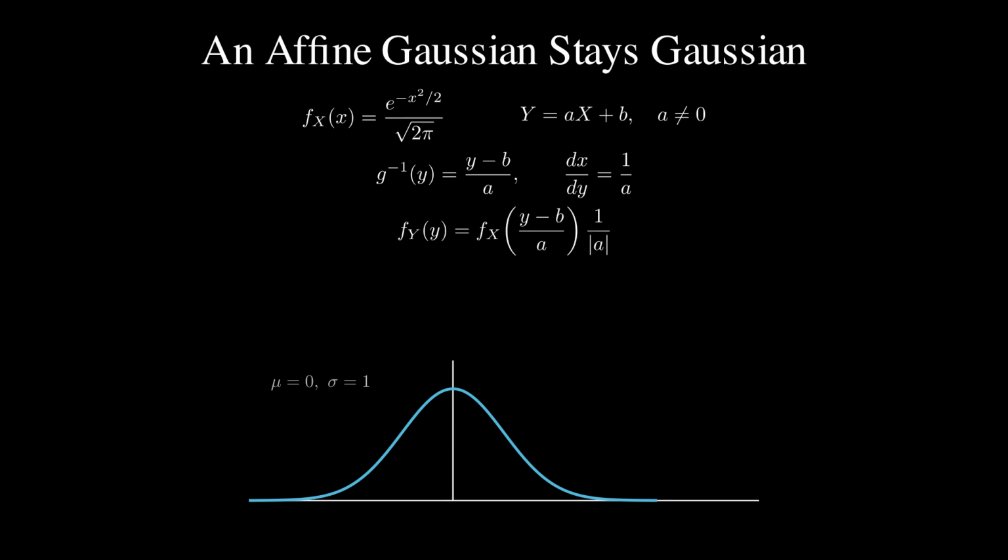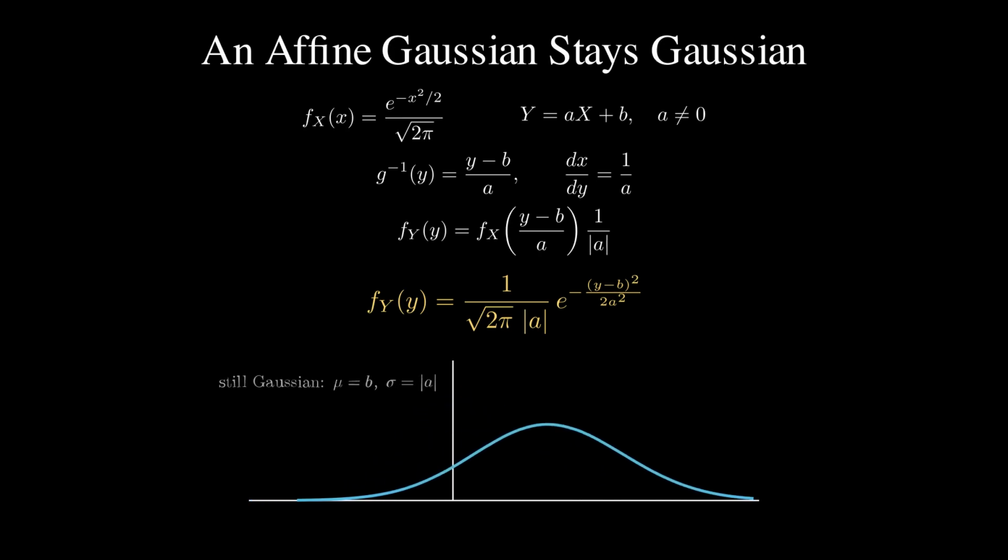The density of y is the standard density evaluated at y minus b over a divided by the absolute value of a. Simplify and look at what came out: a Gaussian with mean b and standard deviation, the absolute value of a. The density shifts by b and stretches by a, but the silhouette never changes, only the labels move. The same progression works for any Gaussian input. An affine function of a Gaussian random variable remains Gaussian. Amplify a noisy channel, add an offset, and the noise keeps its distribution.